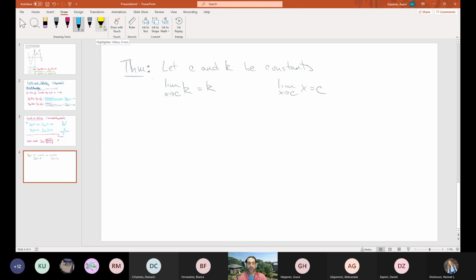So the limit as x approaches c of the function k, the function y equals k. That's all we're looking at. Y equals some constant. So let's pretend k is equal to 5. I have the function y equals 5. That's just a nice horizontal line. So no matter what value I'm looking at, my function is always just saying 5. No matter how close I get to any particular number, all the function ever says is 5.